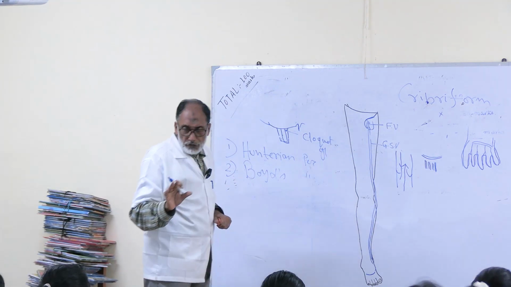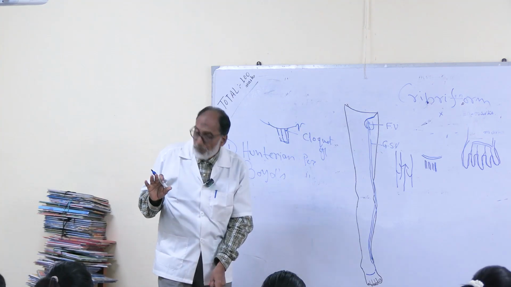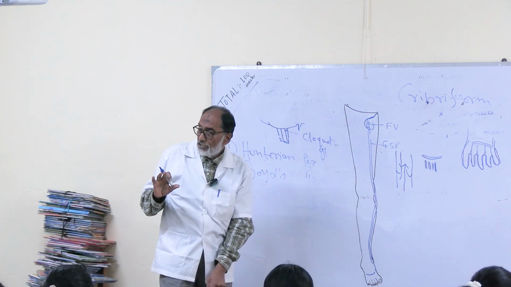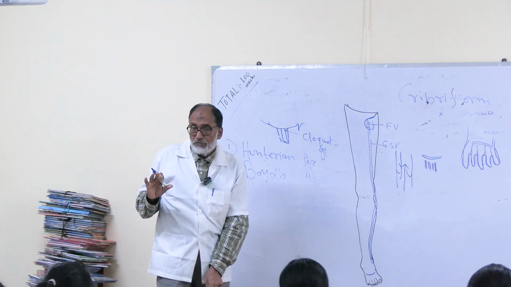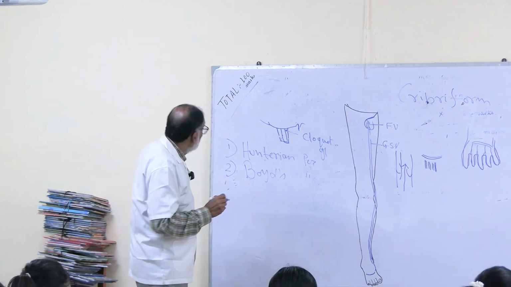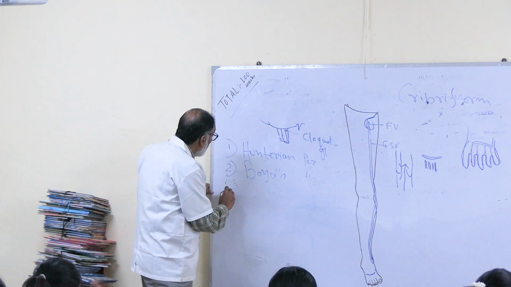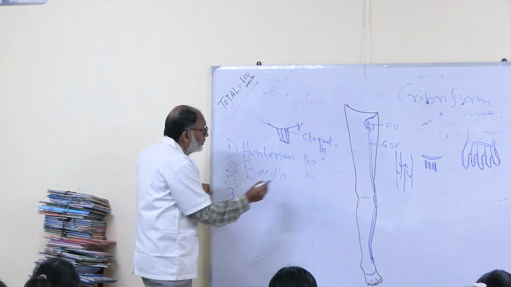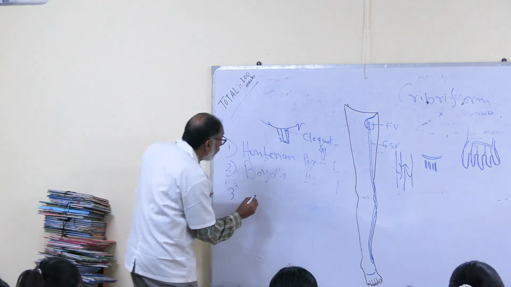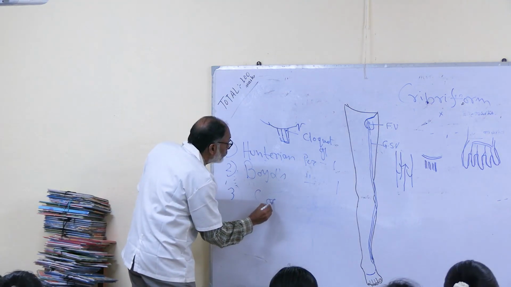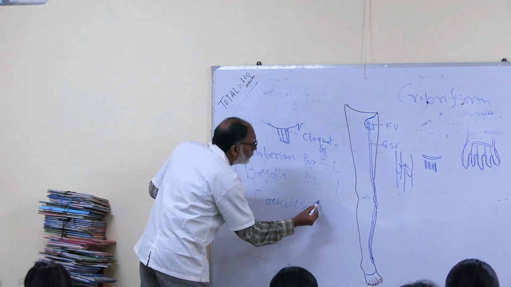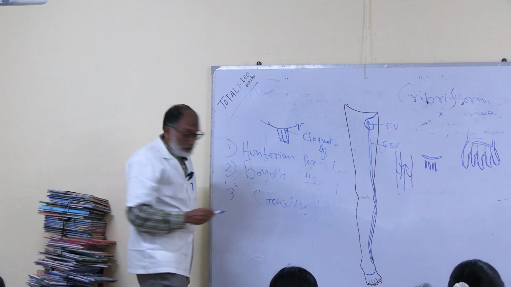There are 3 perforators along the medial aspect, just around the ankle. Around the ankle, there are 3 perforators. They are known as Cockett perforator. C-O-C-K-E-T-T. Cockett's perforator.